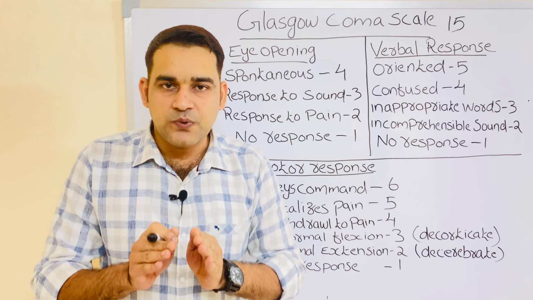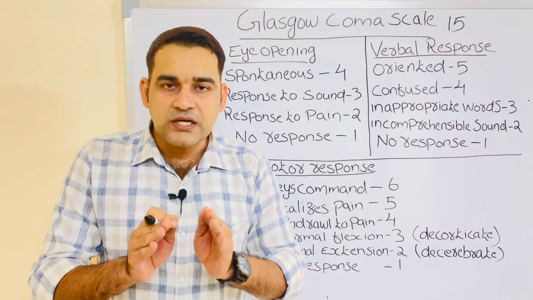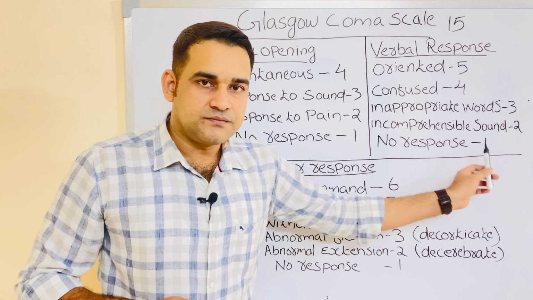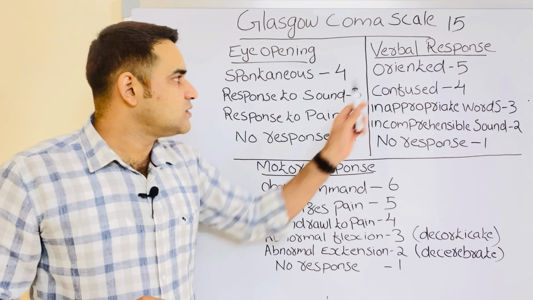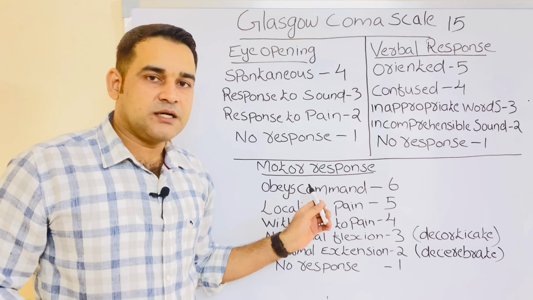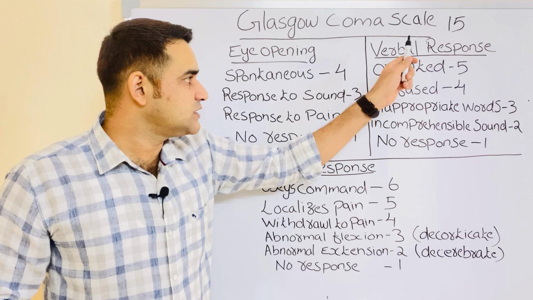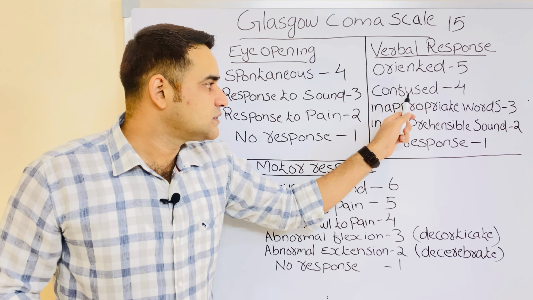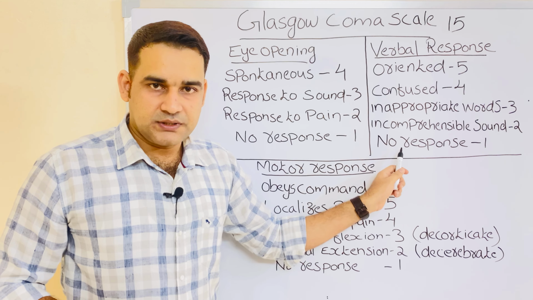Now, no response at all. While you are talking, your patient is not at all responding. You can give 1 mark. Now, you have to check the next response. Here also, if the patient is oriented, you can move to the next step, that is motor response. You can check. If the patient is not oriented only, you have to check whether your patient is confused or inappropriate word or incomprehensible sound or no response.